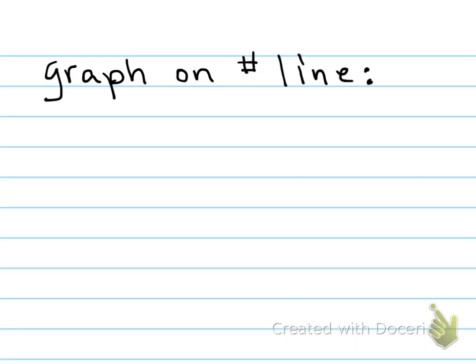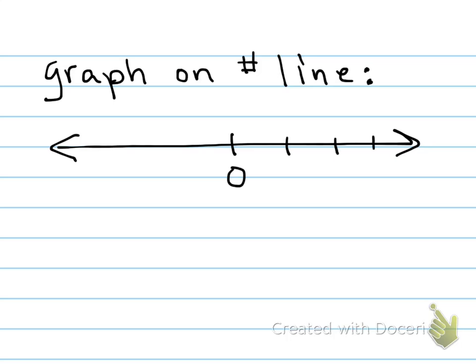Now, once you've solved an inequality, we can also graph them on a number line. What's a number line look like? Two arrows, with 0 always in the middle. And then what happens as you go to the right? They're positive and they get bigger. What happens as you go to the left? They're negative and they get smaller, right?